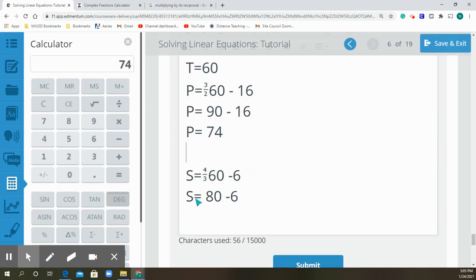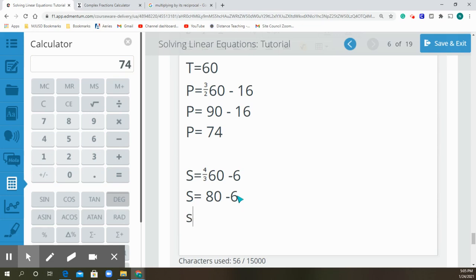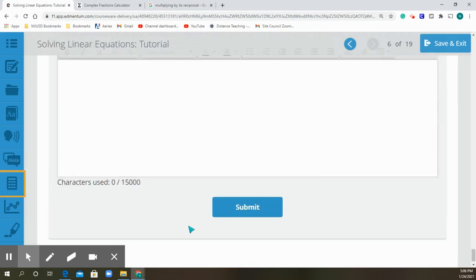All right, now let's do the Steve's height, which equals 80 minus 6. I can do that one in my head, but just in case, 80 minus 6 equals 74. So Steve's height equals 74 inches. Are they the same? Yes. Paul and Steve equal 74 inches.